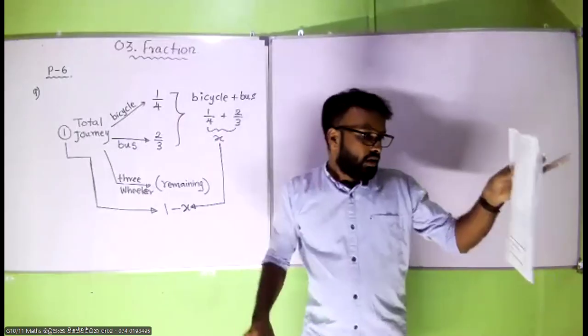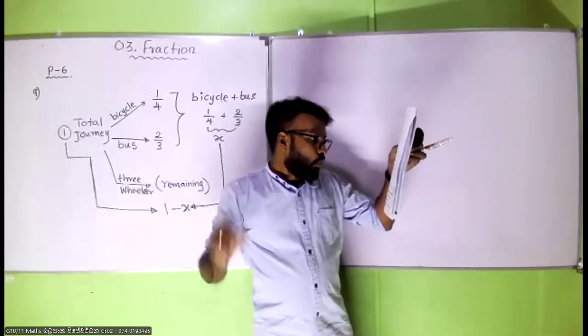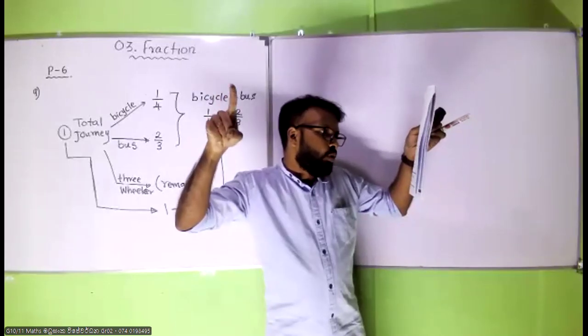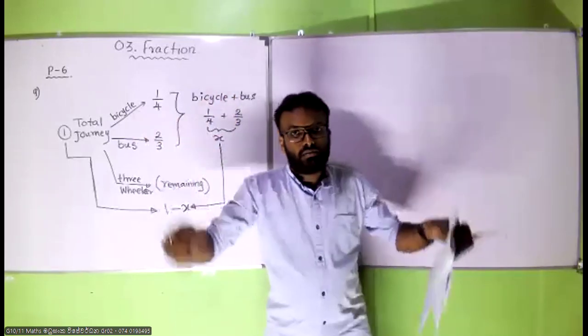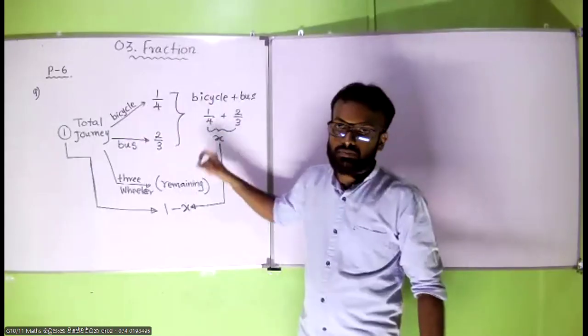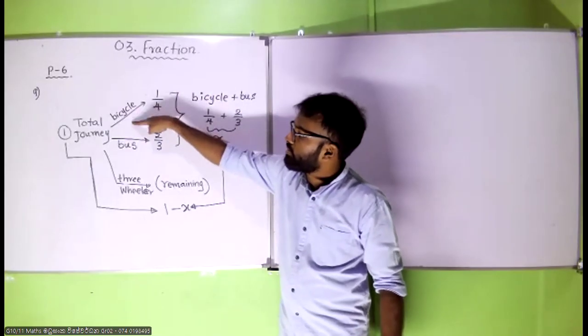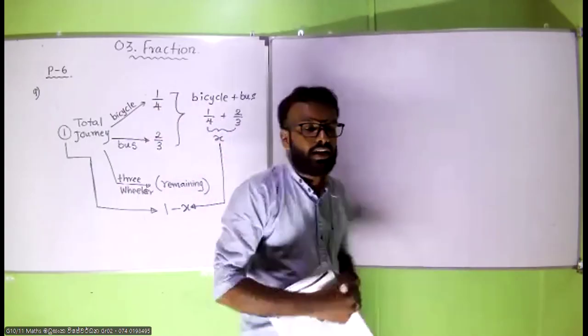Now let us read the question. What fraction of the total journey did he travel by both bicycle and bus? You have to get the addition of these two fractions, bicycle and bus. Right, done.